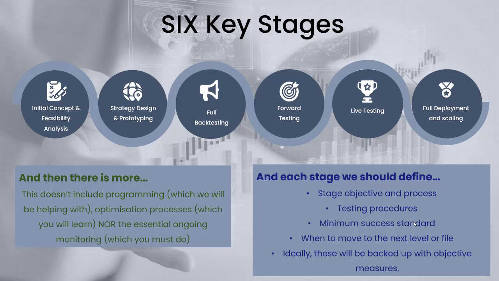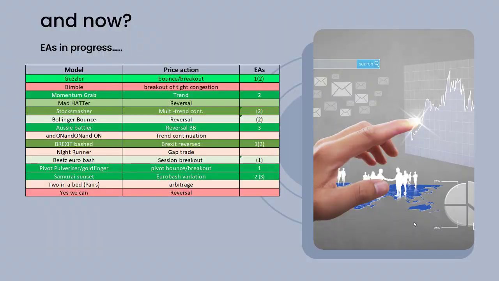And at each stage, we define the stage objective and processes, what we're using to test whether we meet minimum success standards or otherwise, and when to move to the next level or file an EA that we possibly don't think is going to work, or send it back to the drawing board. And ideally, we're backing these up with objective measures. So we know with every EA where we are and what the next step is and what's going to determine when we move to that next step.